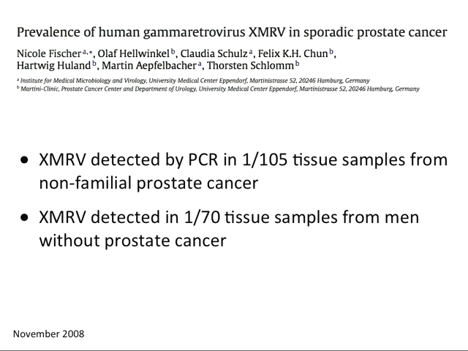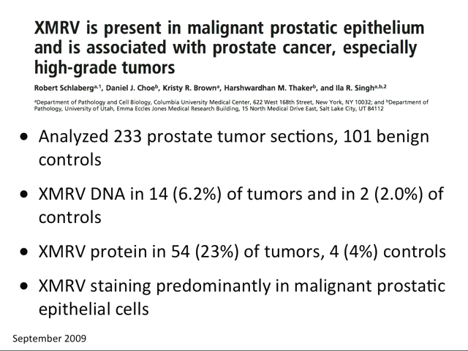So now we're not worried about the RNASEL mutation anymore. They looked at 105 tissue samples from people with non-familial prostate cancer. They found one positive for XMRV out of 105 using PCR. And they also found one in 70 in tissue samples of men without prostate cancer. So they concluded that at least in Germany, XMRV is not associated with prostate cancer. So that's November 2008, a couple of years after the original story was published.